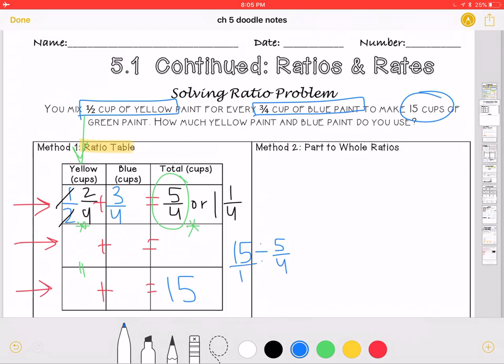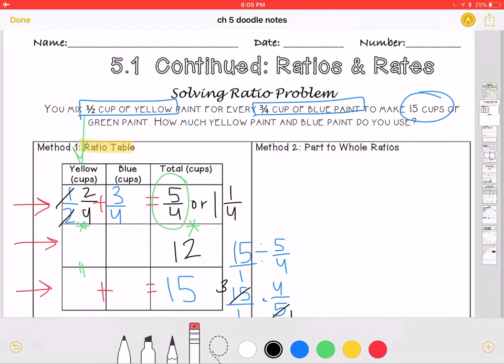When we divide with fractions, we keep, change, flip. And now let's just multiply. I'm going to cross simplify. This will become a 3. This becomes a 1. 4 times 3 is 12. So I multiply by 12 here.